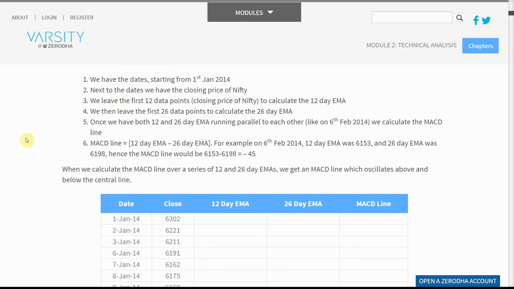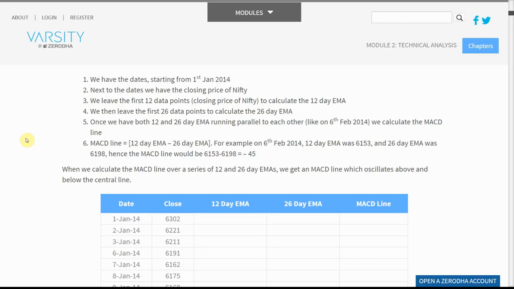We leave the first 12 data points of the closing price of Nifty to calculate the 12-day EMA. We then leave the first 26 data points to calculate the 26-day EMA. Once we have both the 12 and 26-day EMA running parallel to each other, like on the 6th of February 2014, we calculate the MACD line.